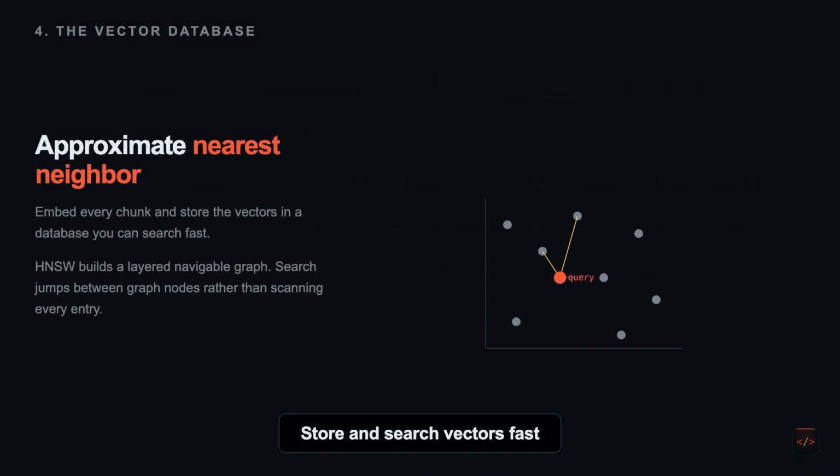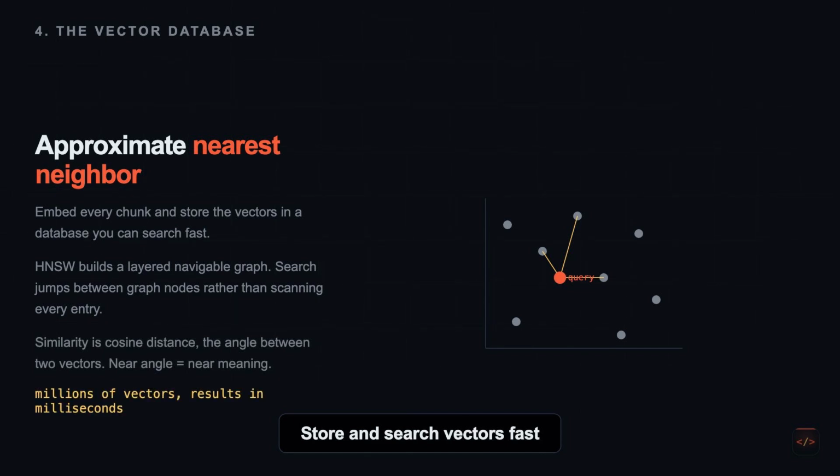Now, embed every chunk and store the vector somewhere you can search fast. That is what you call a vector database. In a vector database, at query time, you embed the question as well, and then look for the stored vectors nearest to it. Nearness is usually cosine similarity, the angle between two vectors, which measures how aligned their meanings are.